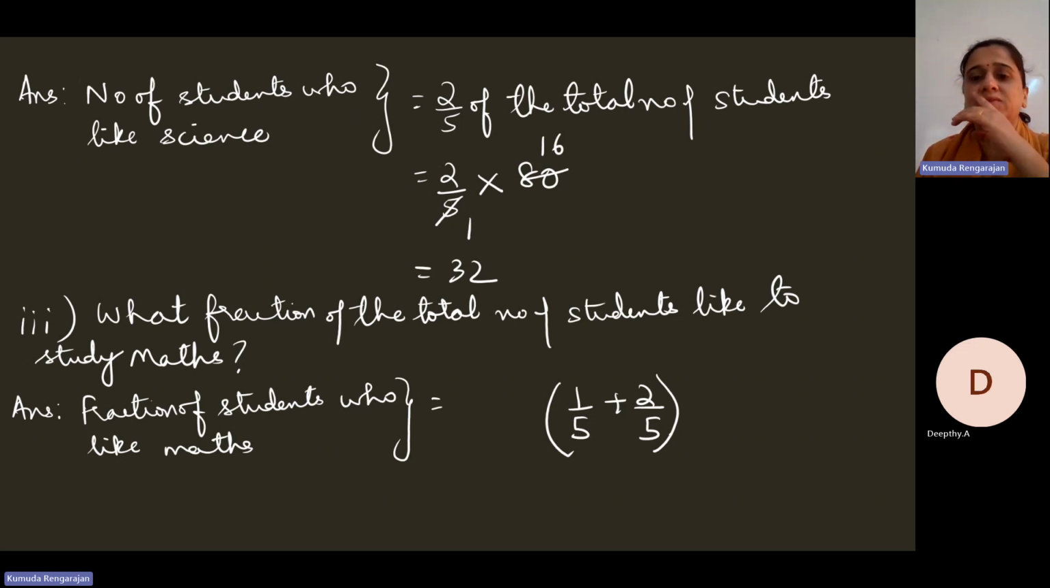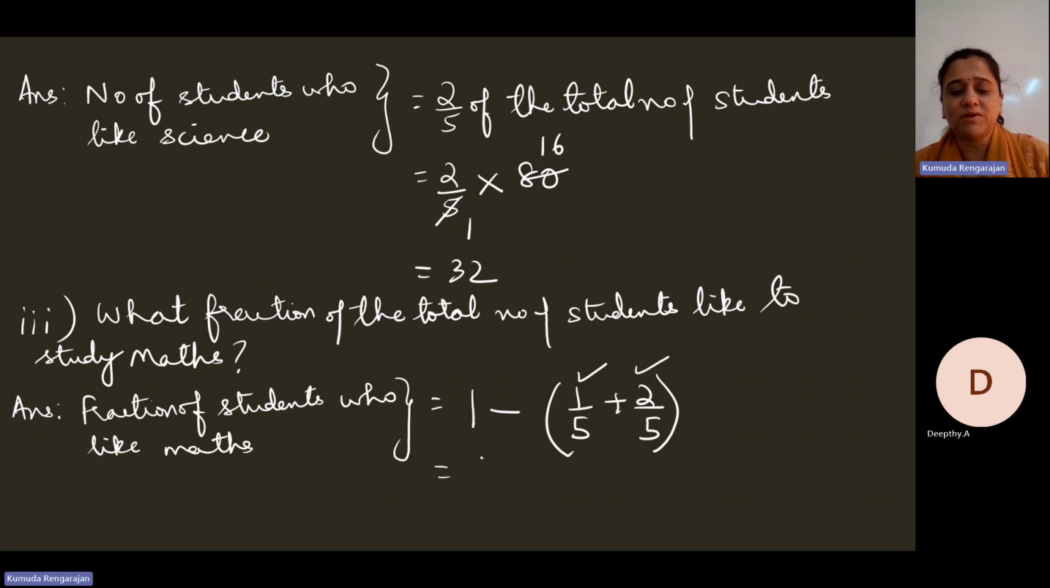So how will you find the remaining fraction? 1 by 5 plus 2 by 5 is English plus science. So 1 minus this. When you work with fractions, the total is 1. This is the fraction for English. This is the fraction for science. So English and science together is 1 by 5 plus 2 by 5. The remaining fraction is for mathematics. And to find the remaining, 1 minus this sum.